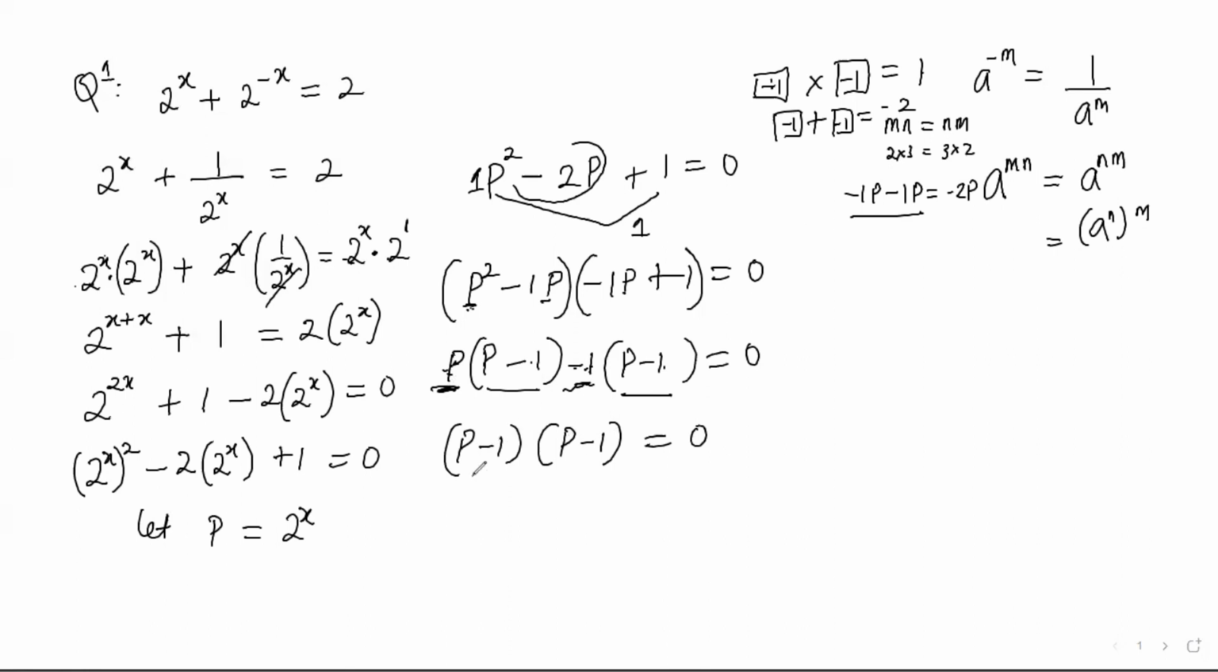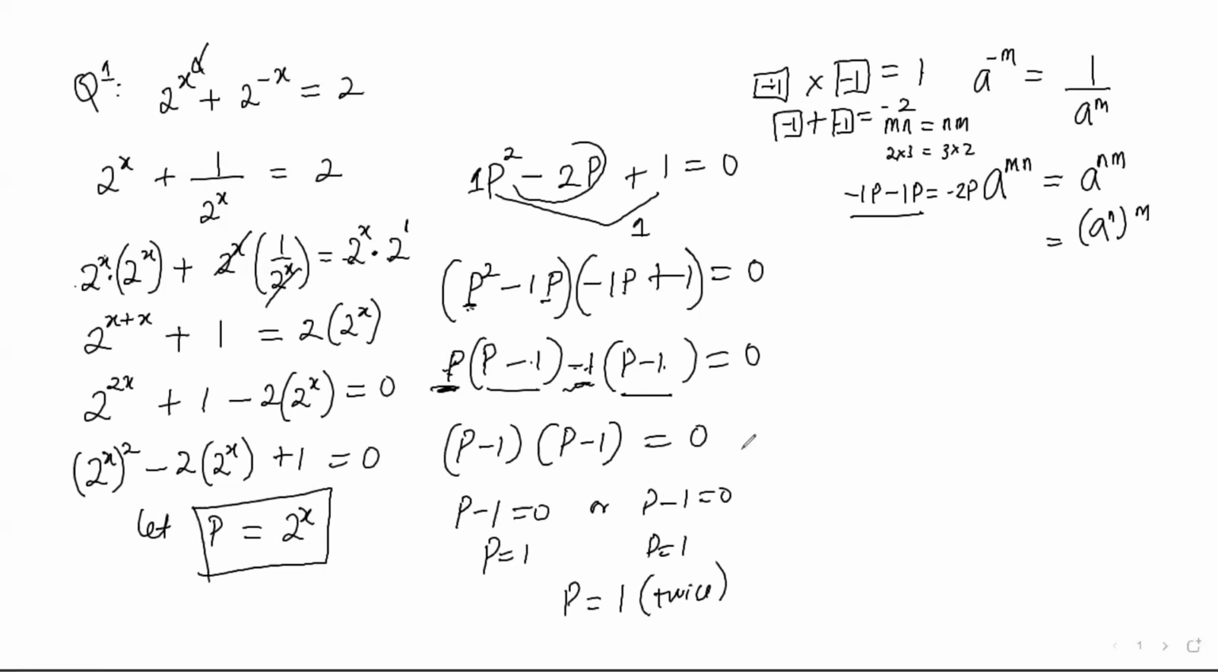Now, since they are both twice, we can equate each of them to 0. P minus 1 is equal to 0, or the other p minus 1 is equal to 0. So here we have p equal to 1 and p equal to 1. So definitely, p is equal to 1 twice. But remember, this is not our final answer. Remember, our question was given to us in form of x, and we made an initial substitution.